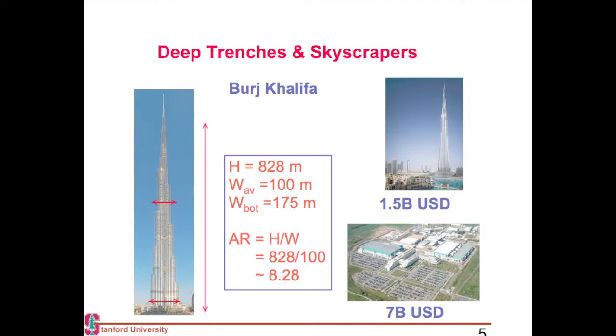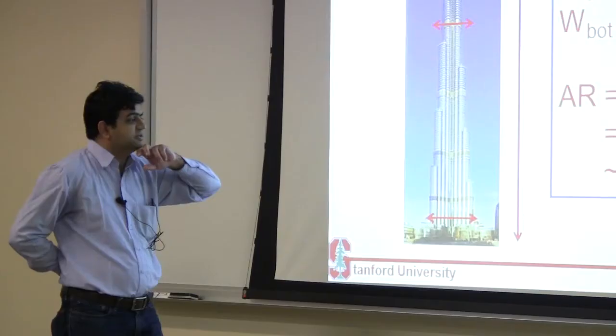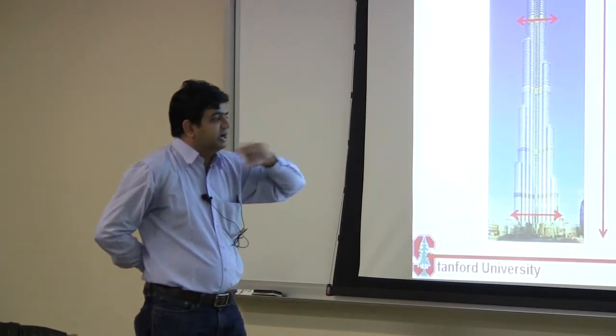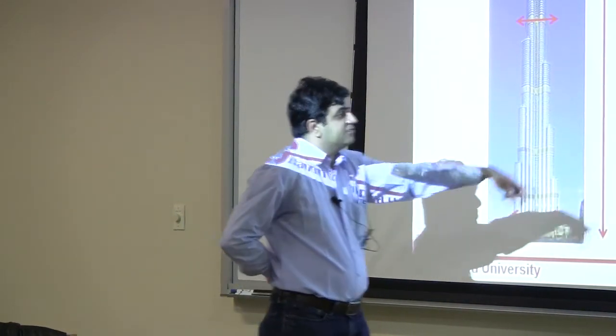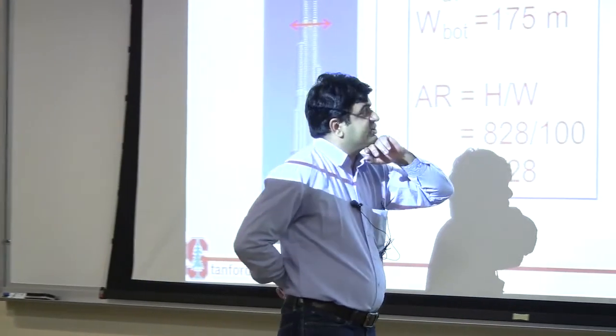So the tallest skyscraper in the world is this Burj Khalifa Tower in Dubai, right? So this has a height of 828 meters. Its width kind of varies. It has that Y-shaped design, so its width at the bottom is 175. Its width at the middle is 100 meters. So aspect ratio of this would be, the height divided by width, which would be aspect ratio of 8 or 8.2, right? Another fun fact is that it costed around $1.5 billion to make.